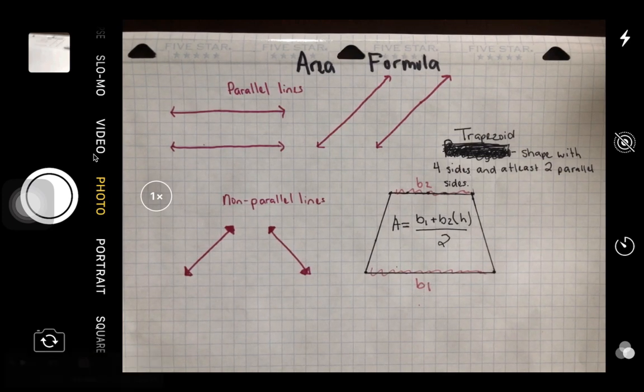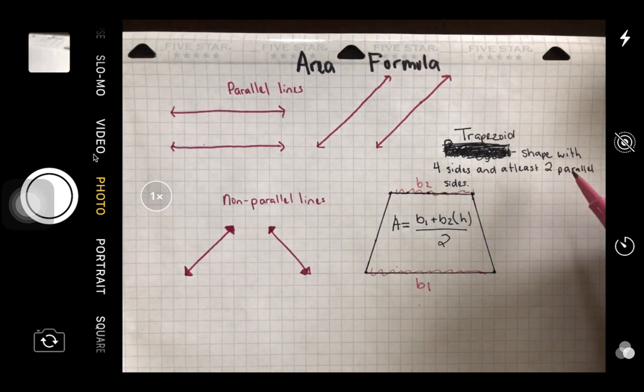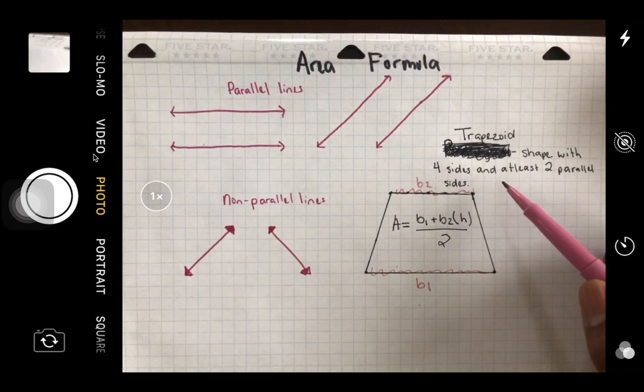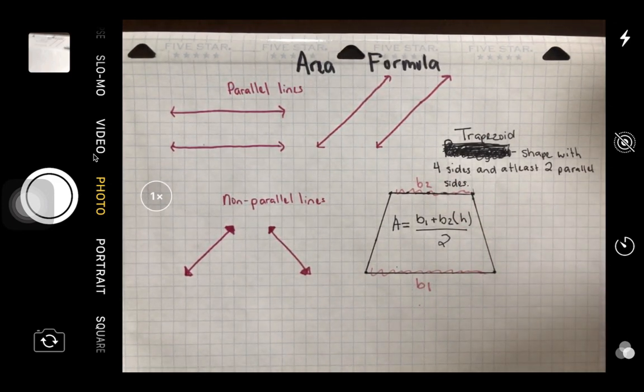All right, guys, so I'm going to show you how to use the area formula to find the area of a trapezoid. Just to explain, a trapezoid is a shape with four sides, 1, 2, 3, 4, and at least two parallel sides. What does parallel mean?